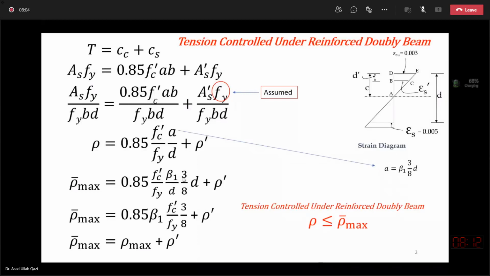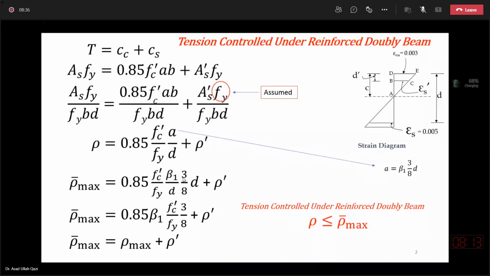If the tension steel strain is above 0.005, it will be excessively yielded, tension controlled, under-reinforced. If it is in between 0.005 and epsilon y, it will be in transition. And if the tension steel is below yielding, it will be unacceptable over-reinforced. So for design, we are not putting the doubly reinforced beam in that over-reinforced domain.